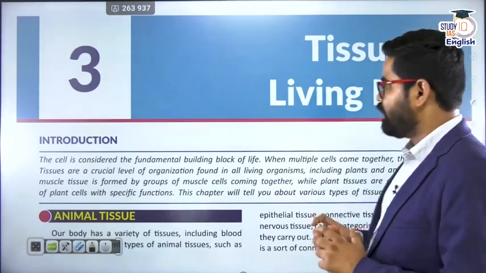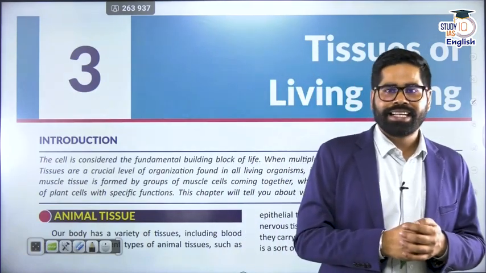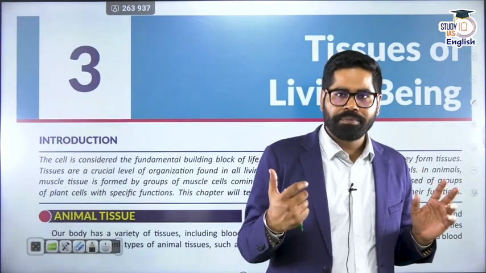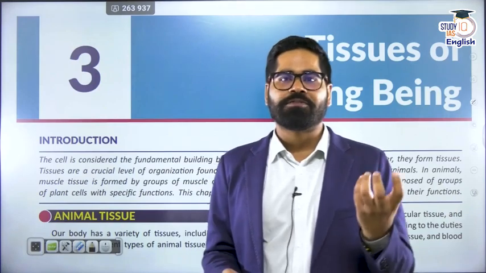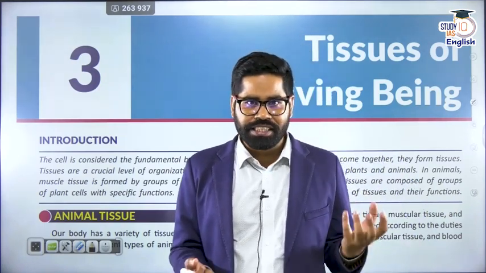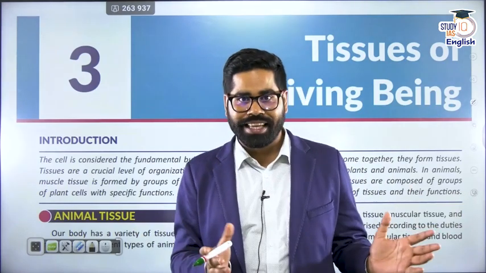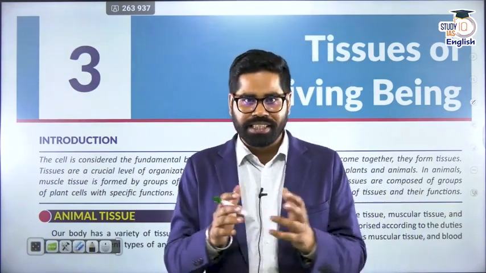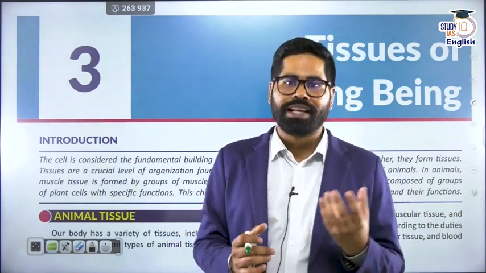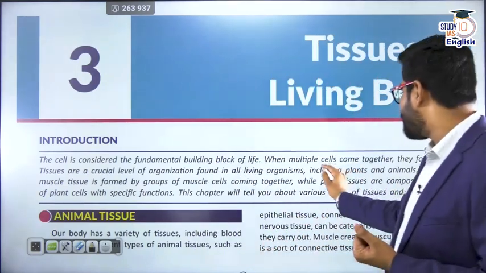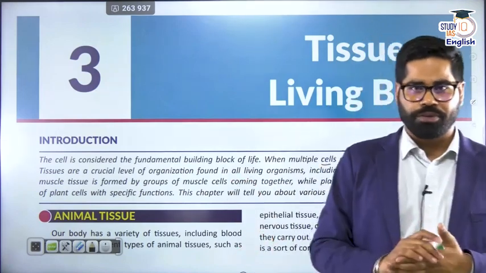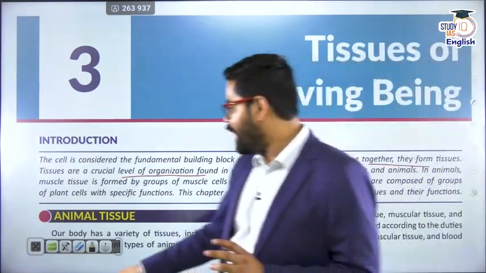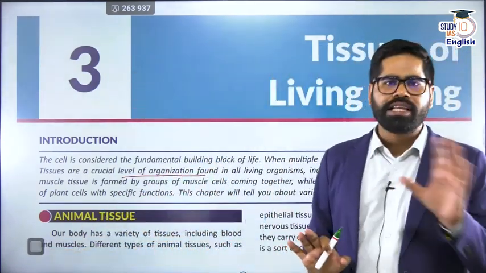The first thing we have to understand is what exactly a tissue is. In a very basic manner, in the chapter on the cell, we discussed that the cell is the basic foundation unit of life. Any living organism that we see around us is made up of cells. Now, when different cells combine together, they form what we call tissue. So when multiple cells come together, they form the tissue, and this tissue is considered a crucial level of organization in all living organisms.